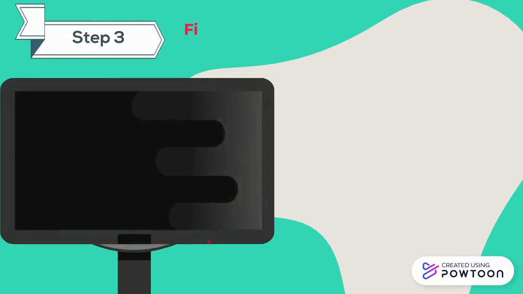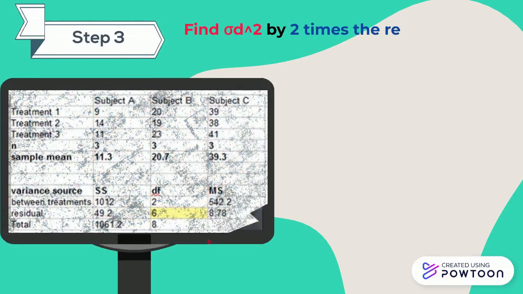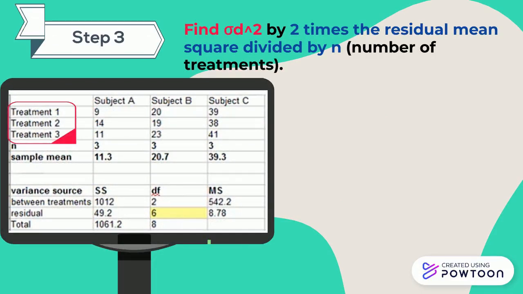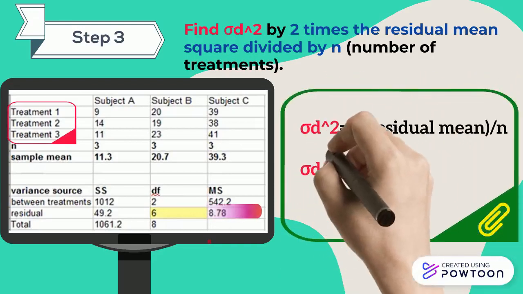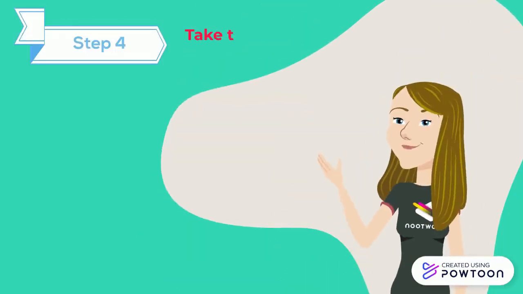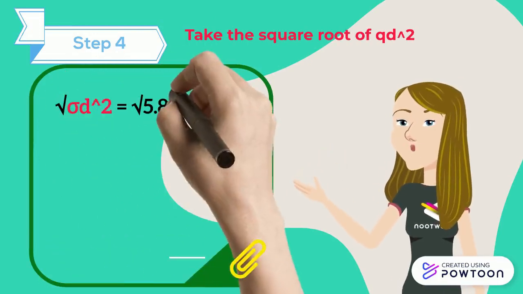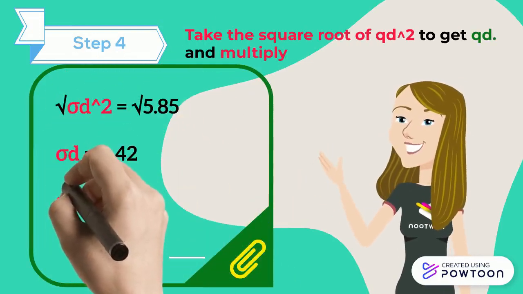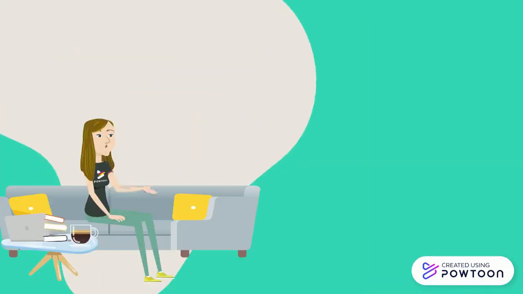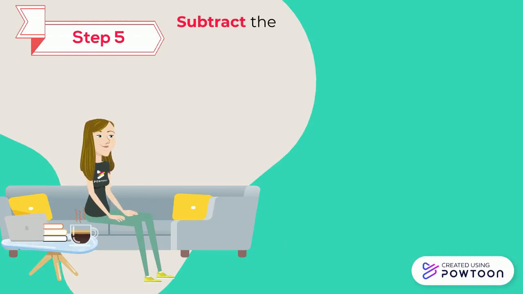The next step is to find sigma d squared, that is going to be 2 times the residual mean square divided by the number of treatments. And there's our residual mean square from the ANOVA output. That gives us 5.85. We take the square root of that to get sigma d, and we want to multiply that by the Q value. That gives us 10.5.